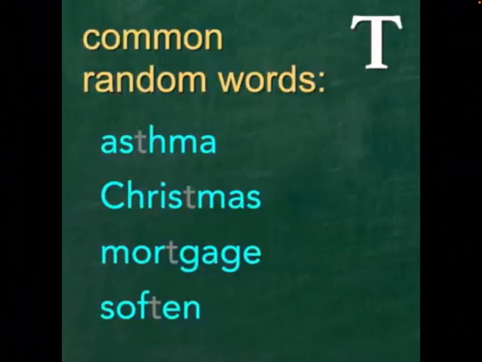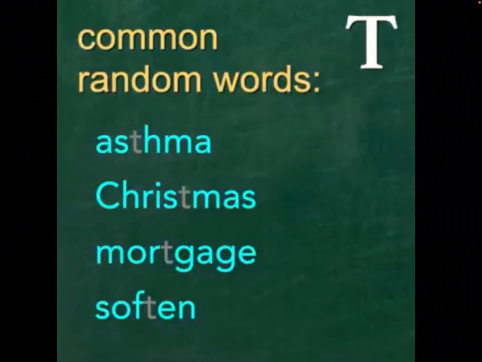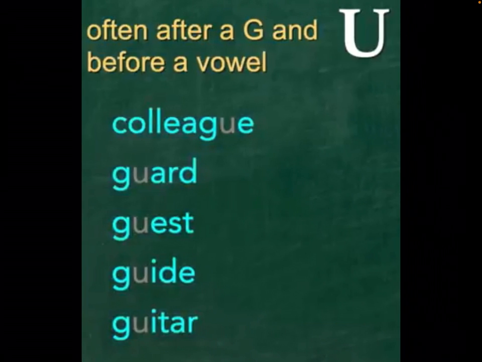Here we have some random words that you just need to learn. Some common ones are asthma, Christmas, mortgage, and soften. Again, asthma, Christmas, mortgage, soften. We are not pronouncing the T in any of these words. These are also common words that you know. And there's no rule. You just have to know that the T in these words are silent. So we are almost done.